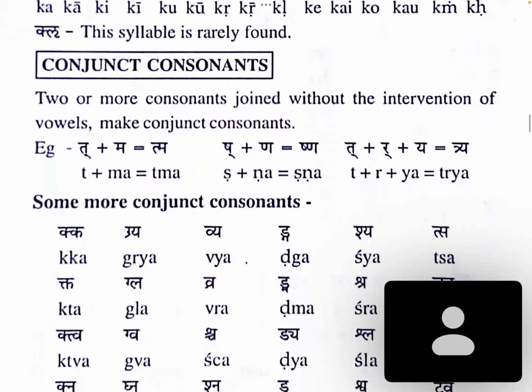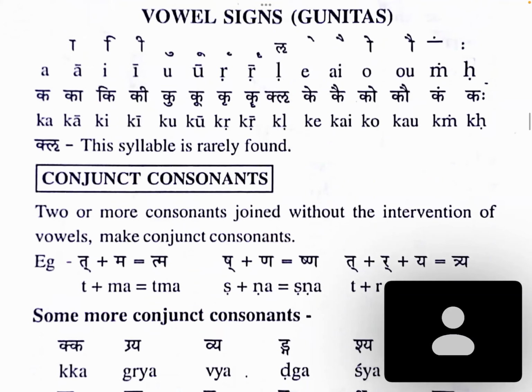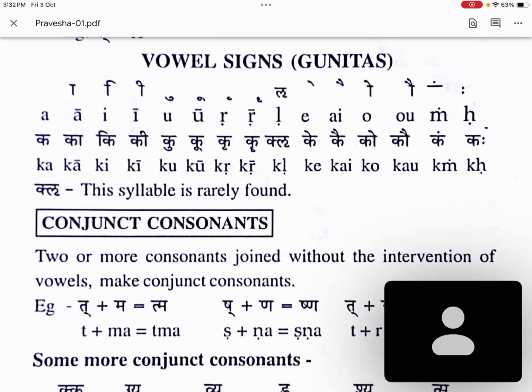Now, what is this called? Gunitaksharam. Okay, what is a Gunitaksharam? If they ask you a question, what is a Gunitaksharam? When a consonant joins with a vowel. When a Vyanjana Aksharam joins with a Swaraksharam, what is born? Gunitaksharam. Yes, everybody can understand that? Vyanjana Aksharam joining with a Swaraksharam will give rise to Gunitaksharam.